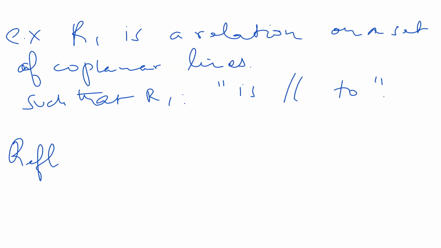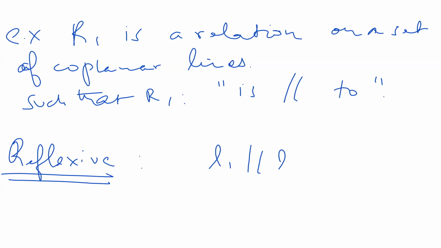Reflexive. Now suppose there is line L1. Is line L1 parallel to itself? Yes. In this case, it will be coinciding, but then it is parallel to itself. True. Therefore, it is reflexive. Parallel lines have the same slope. Even if it is coinciding, it will have the same slope.